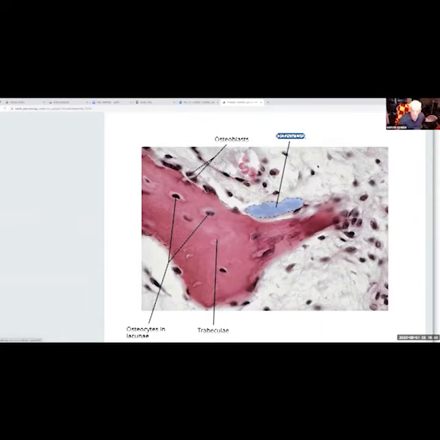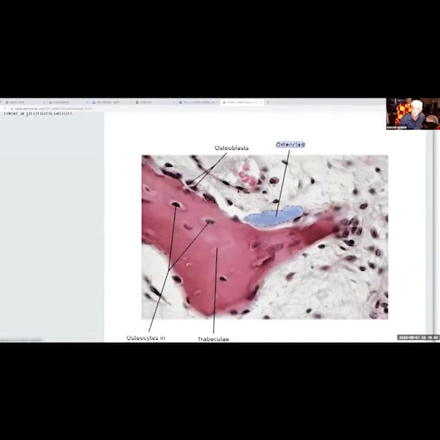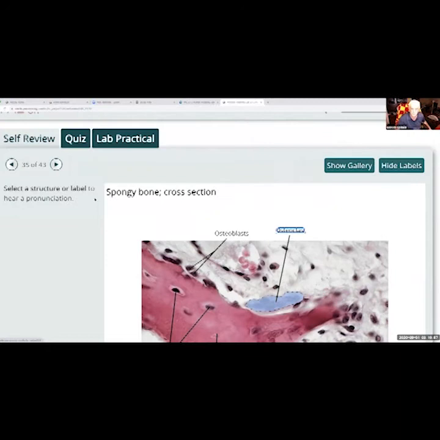And again, you can easily see this is not a circular pattern. This is trabecular or spongy bone that's spread apart. There's no concentric circles like there is in compact bone. That's how you can tell them apart. Spongy bone.